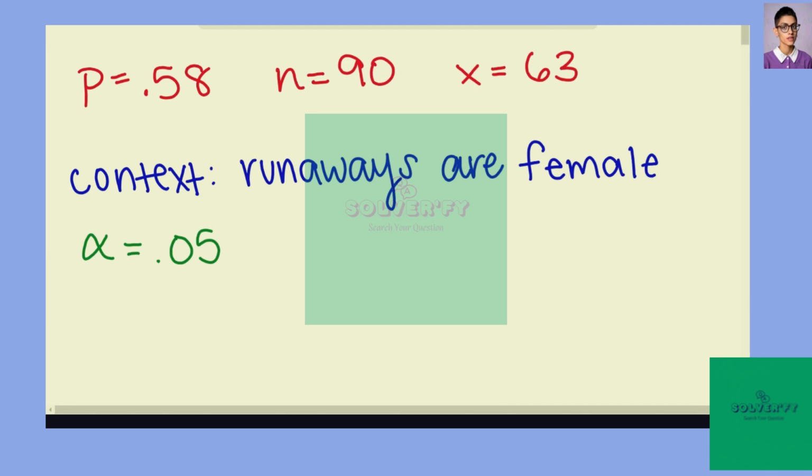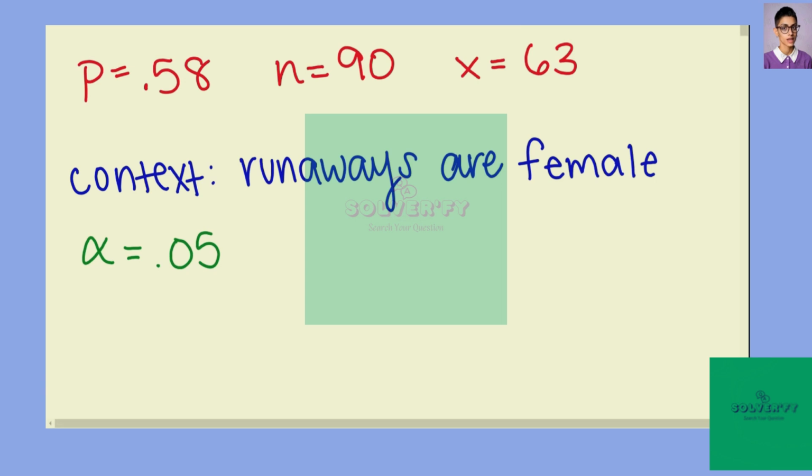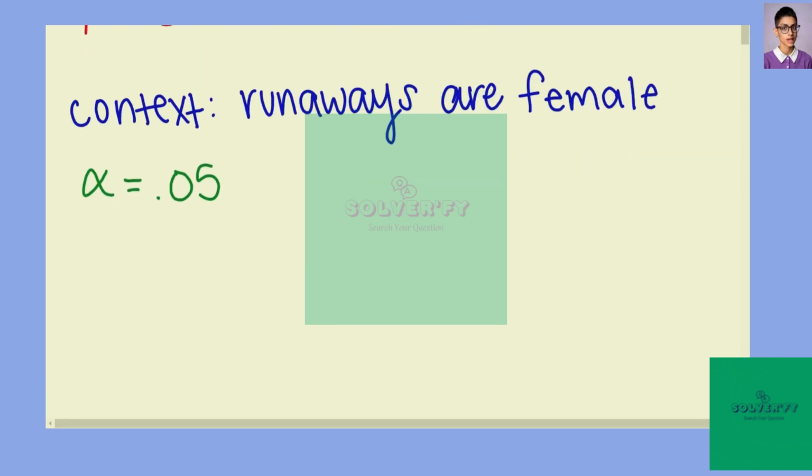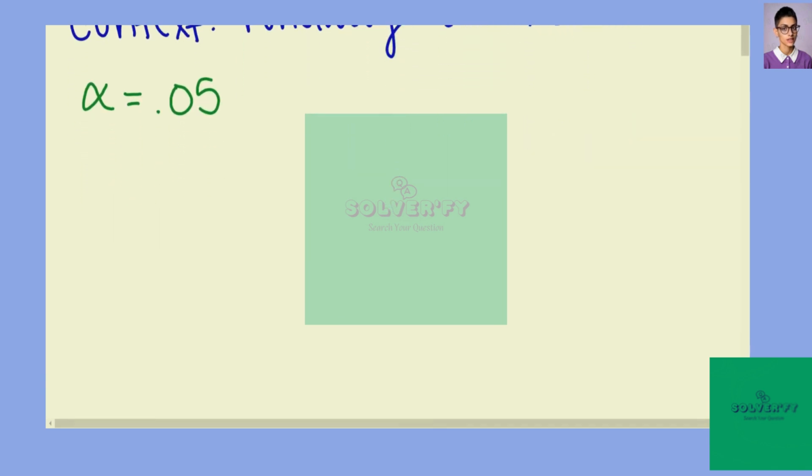For this problem, we are told that 58% of runaways are female. A study is done with a sample size of 90 and finds that 63 of those 90 runaways were female. Now our test is going to be done with an alpha level of 0.05.